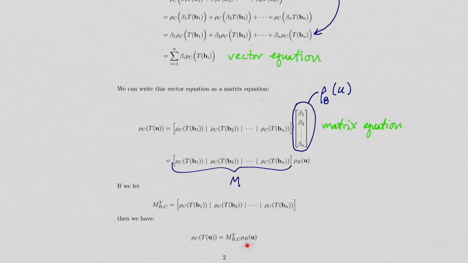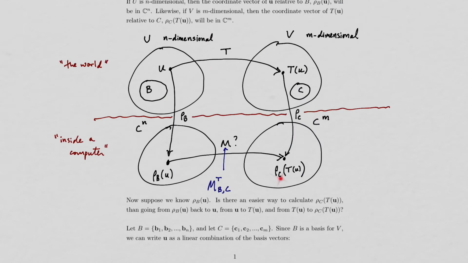And that gives us the equation that we want. The coordinate vector of T of u relative to C is equal to this matrix M times the coordinate vector of u relative to B. So if we come back to our diagram here, yes, there is in fact a matrix M that I can multiply by this coordinate vector to get this one. And that matrix is this matrix for T relative to B and C.